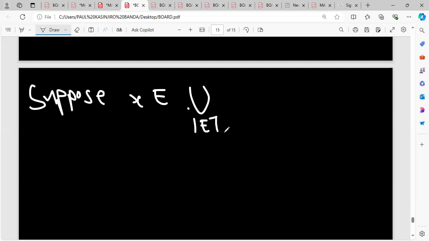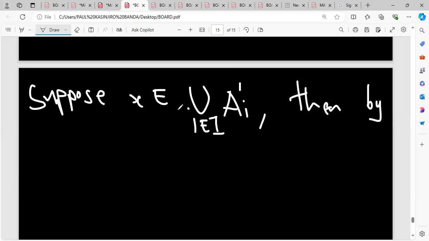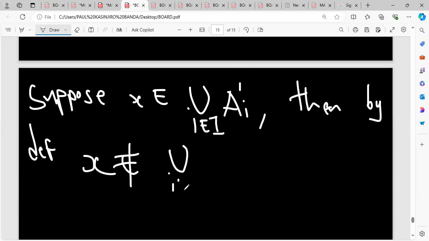Always we start with suppose. Don't forget to write the word conversely there. So suppose that X is a member of the union over i in the indexing set I of the A_i complement. Then by definition, if this X is a member of the union of the complements, then this X is definitely not a member of the actual sets, of the union of the actual sets.